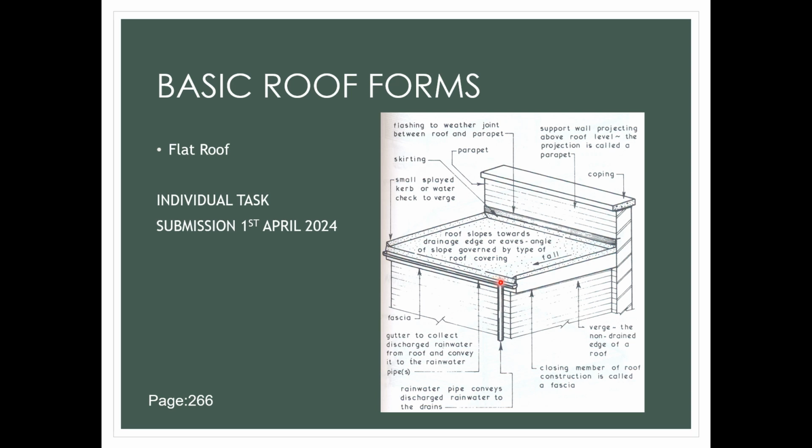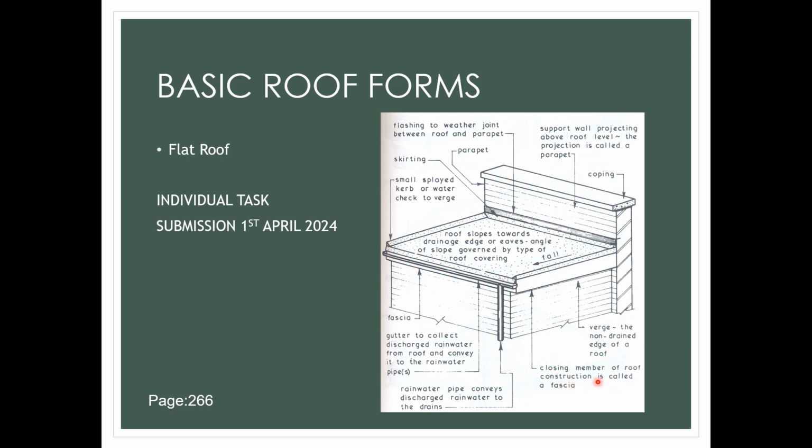Okay, rainwater pipe. This one will convey and discharge the rainwater to the drain. If you can see the part where we connected this drainage, we call it fascia. If you have drainage connected to this surface here, we call it fascia. If there is nothing here, we call it a verge, the non-drained edge of a roof.